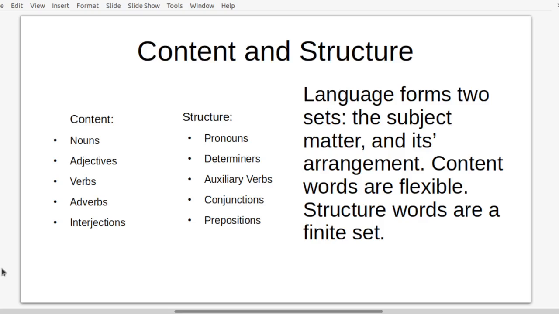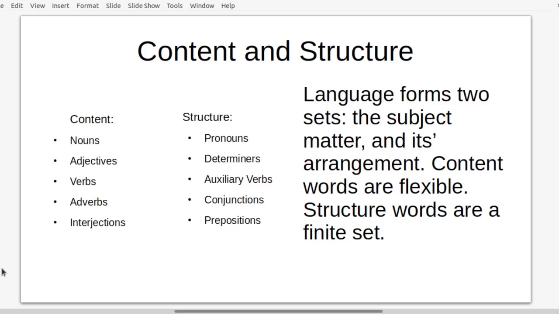So what we have in language is content and structure. Language forms two sets: the subject matter and its arrangement. Content words are flexible, things that can be added onto as far as the dictionary of terms goes. You'll see this a lot on the internet, where people just come up with wacky terms for things, and they do a lot of, I think it's called verbing, where they take something that was a verb and make it a noun or what have you.